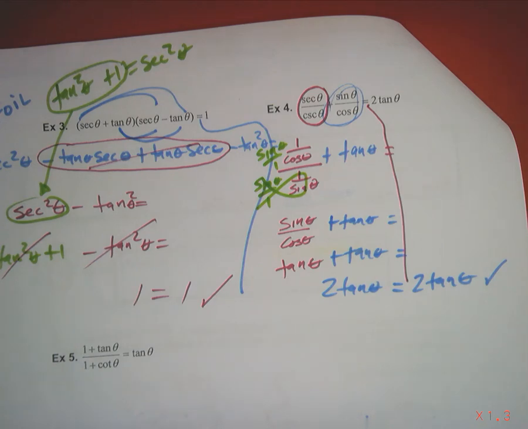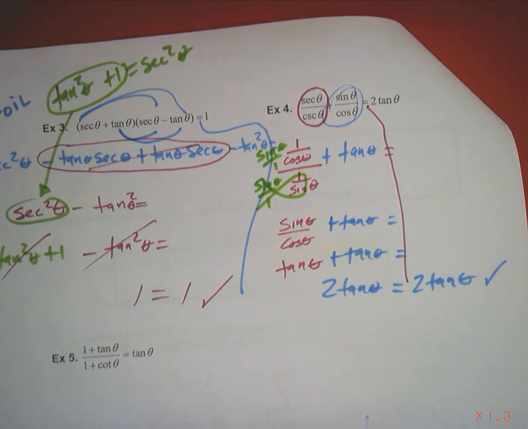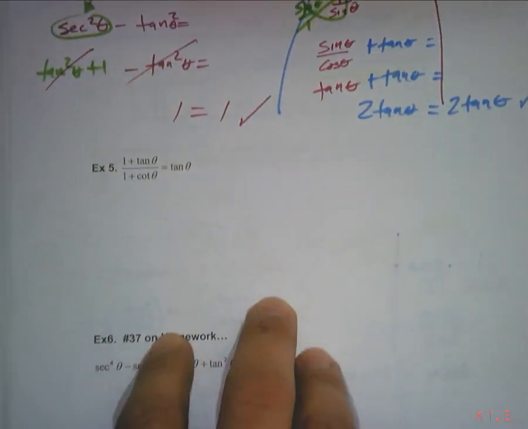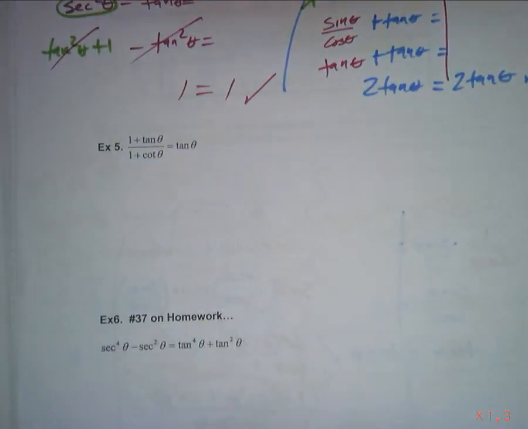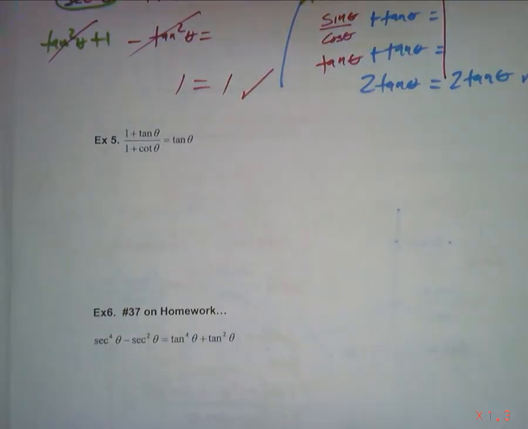All right, we got one more, ladies and gentlemen. The last one. Holy cow, I've got 1 plus tangent over 1 plus cotangent equals tangent. We're going to turn this big mess into just tangent. What do you think? How do we do it? What's out of place right now, if I just want tangent?